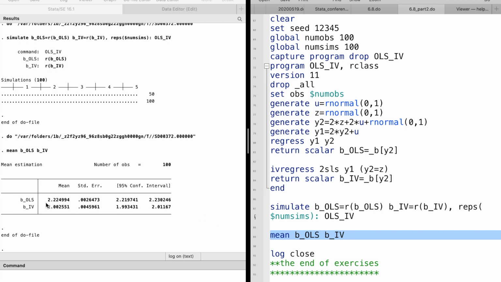The OLS estimate is upward biased, while the instrumental variables estimate is consistent.